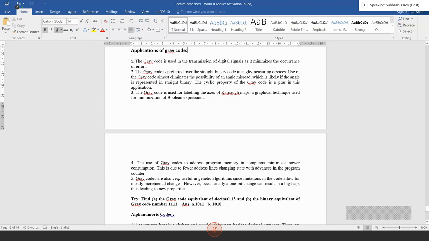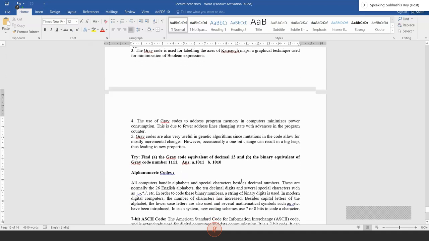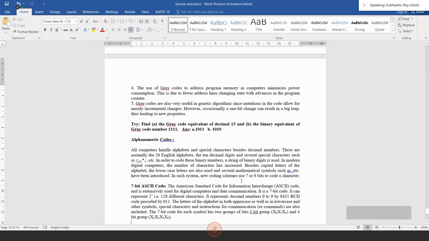Gray code is also very useful in genetic algorithms. So there are different kinds of applications of gray codes, and there is an example problem I have given. The answer is also there, so you try by yourself. The last one is alphanumeric codes.